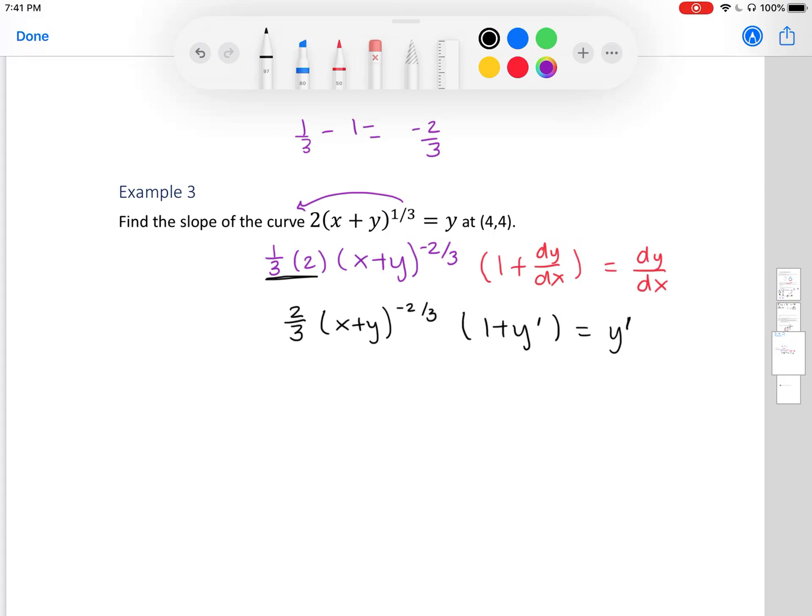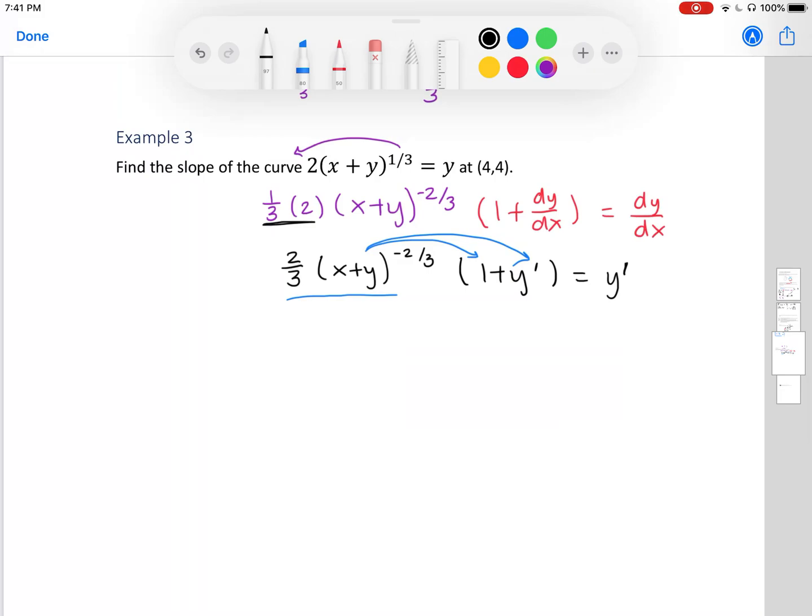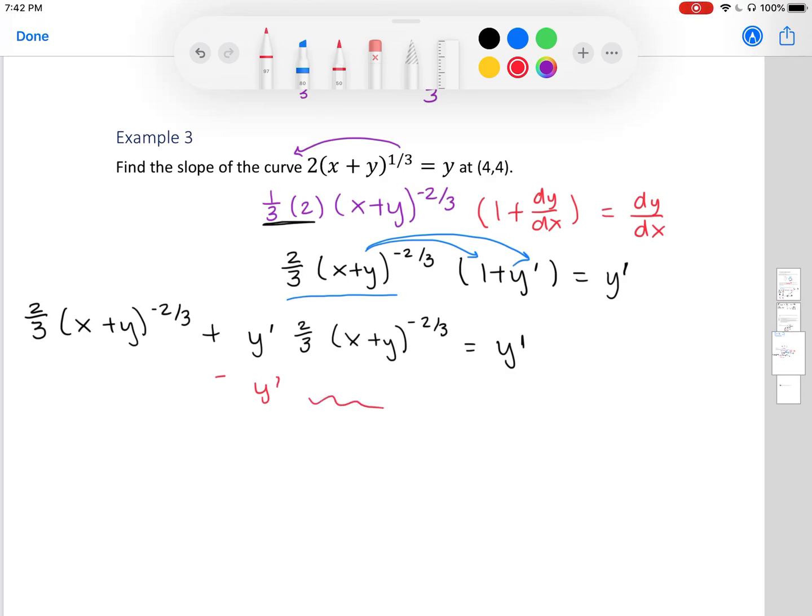Okay, we want to get y prime by itself, so we have to go to the trouble of multiplying all of this in so that we can undo that parentheses. By doing so, we're left with 1/3 (x plus y) to the negative 2/3 power plus y prime times 1/3 (x plus y) to the negative 2/3 power equals y prime. Let's go ahead and subtract so we can isolate that y prime.